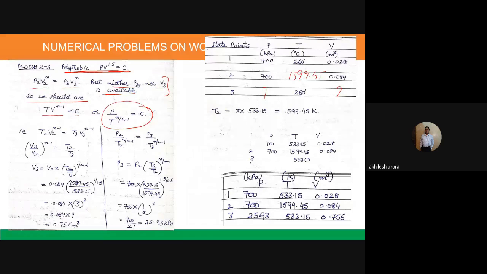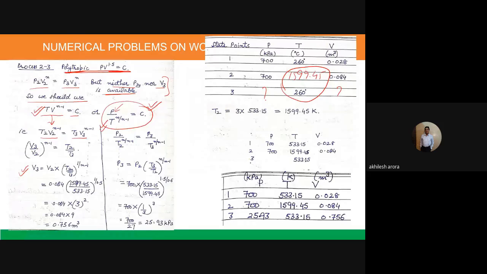So you can see, if I use this particular equation, I have the value of both the temperatures which are given here, 1599 and 260. Okay, both these temperatures are known to me. And with this particular equation, one of the pressures is known to me and the other pressure is unknown to me. So I can use this particular equation. I can say that T2 V2 raised to power n minus 1 is equal to T3 V3 raised to power n minus 1. And from this equation, I can always calculate the value of V3.